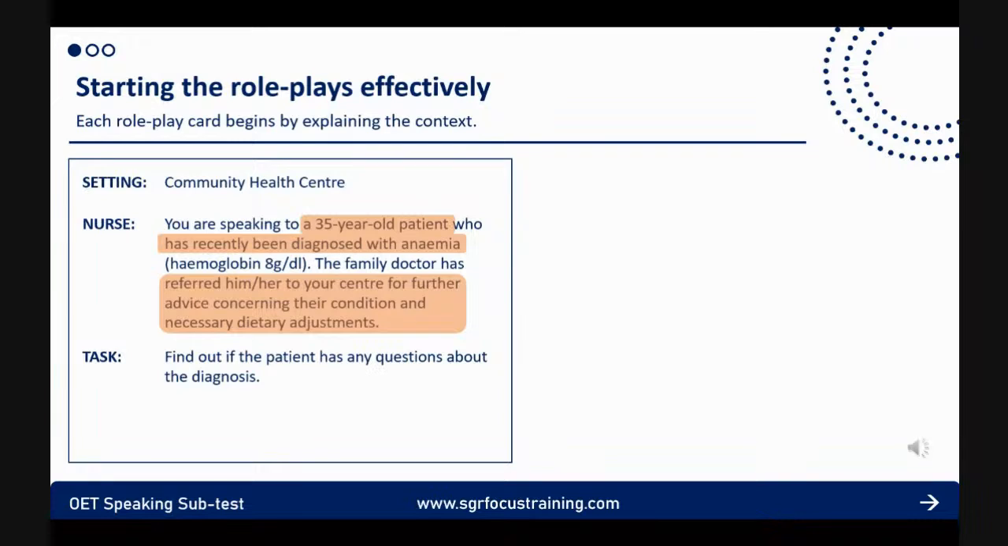Why is this patient seeing us today? You will notice that the patient has been referred to us by the family doctor. What does the doctor want us to do? They want us to give further advice regarding the condition of the patient. What is the condition? Anemia. Okay? And then the doctor also wants us to give necessary dietary adjustment. Okay, so formal greeting, Mr., Miss, Mrs. Okay, medical condition anemia, reason for the visit, a referral from the family doctor.